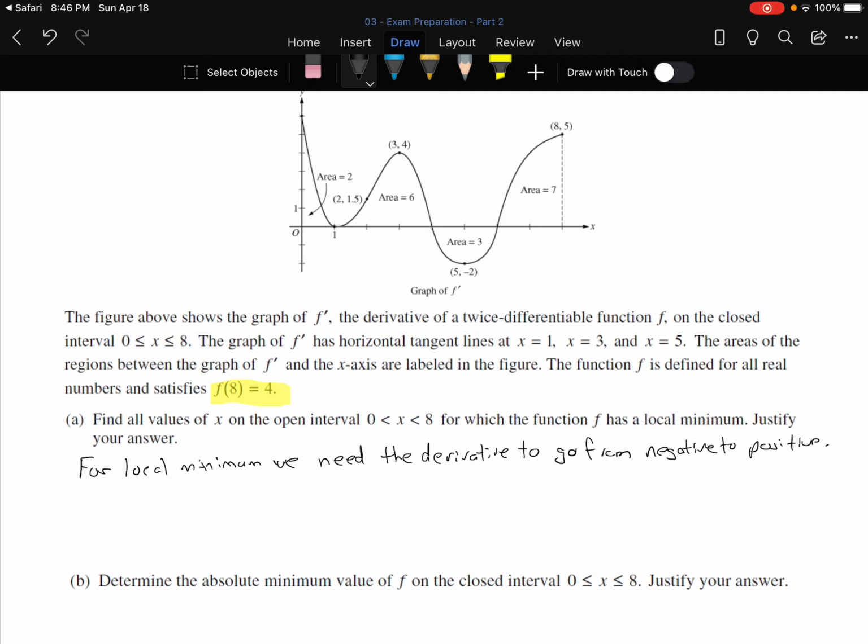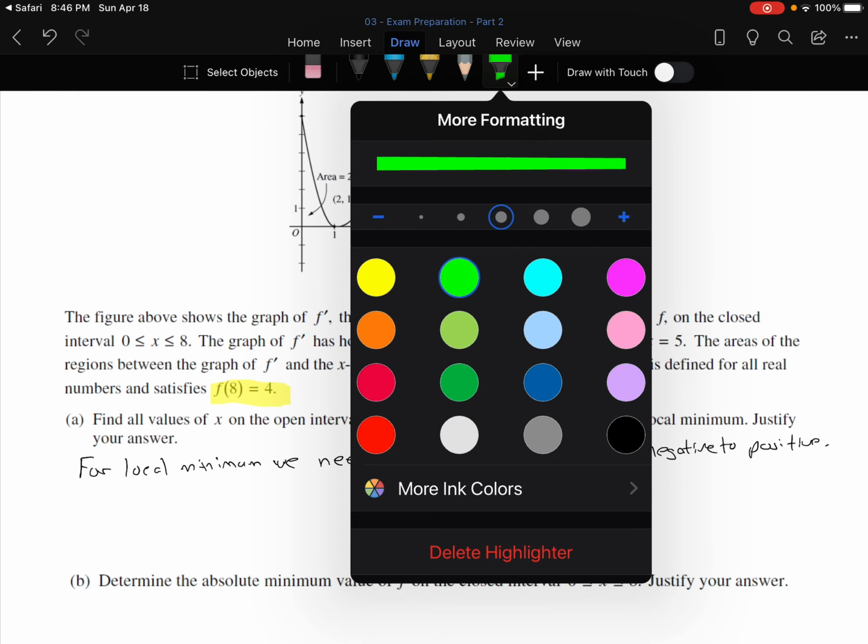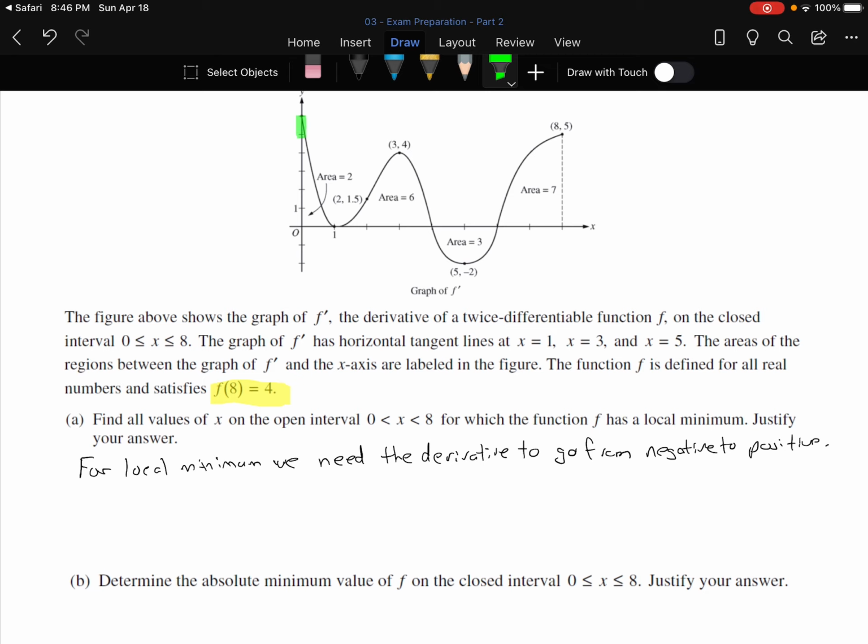So what I'm going to do is get out my green highlighter and highlight where this graph is positive. It's positive in that section, and in that section, and in that section. I'm going to stop a little short because I don't want to highlight the 0 there. I want to make it clear that I'm not highlighting the 0. Those are the sections of the graph where the derivative is positive.